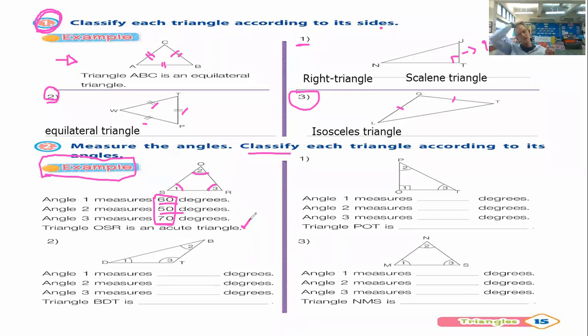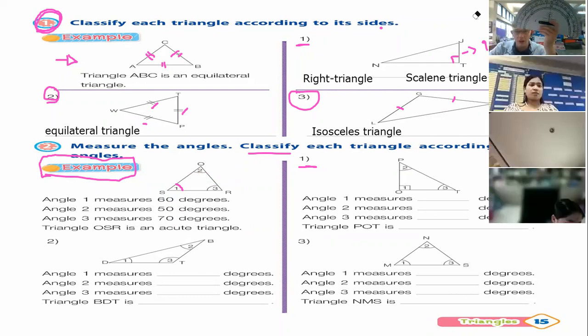Okay. So let's start with number 1 on the right-hand side over here. Angle 1. How many degrees is angle 1? You can measure it with your protractor, or you can look at it and take a guess and tell me. Better to always measure. So angle 1, how many degrees is it?